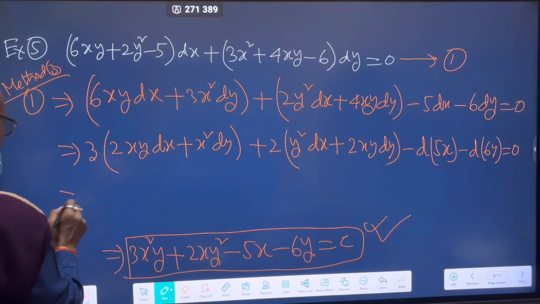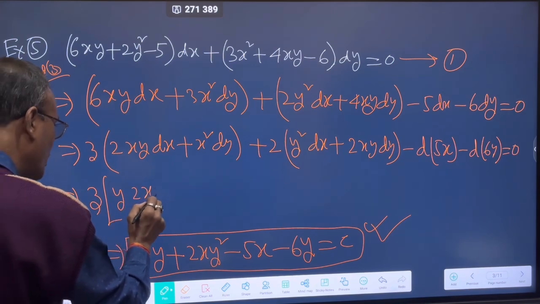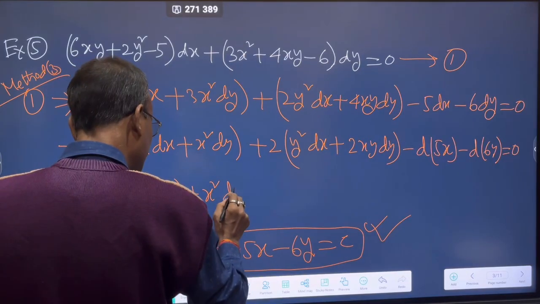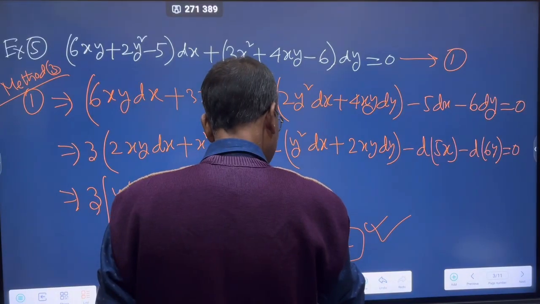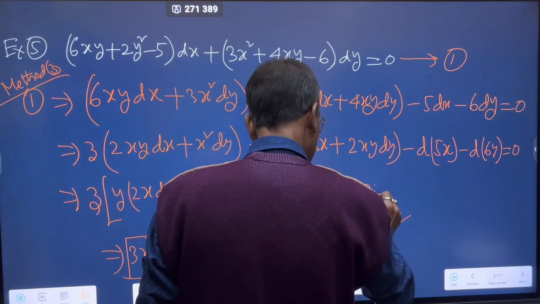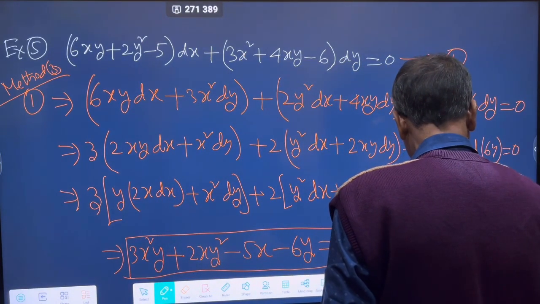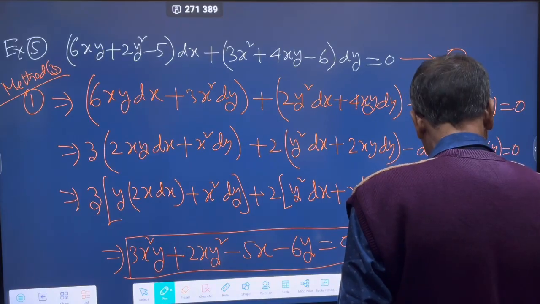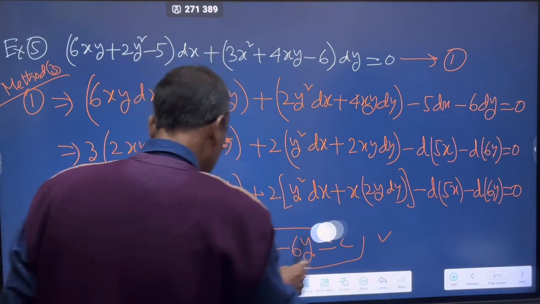This means 3 of, here, y·2x dx plus x² dy, you may write like this, plus 2 times of y² dx plus x·2y dy, you may write like this, minus d of 5x minus d of 6y. This is equal to 0.